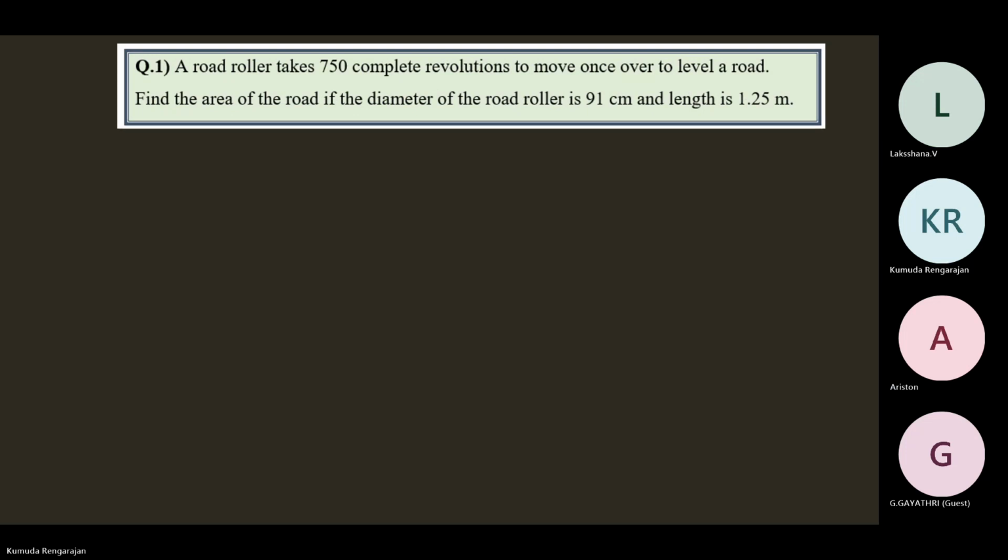All right. So today will be the concluding session on mensuration.